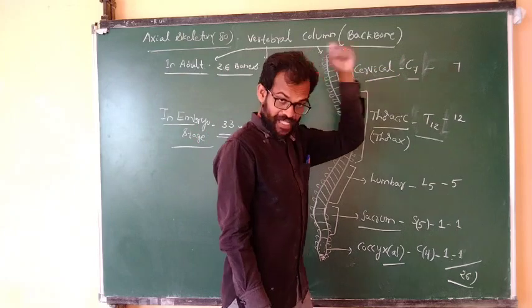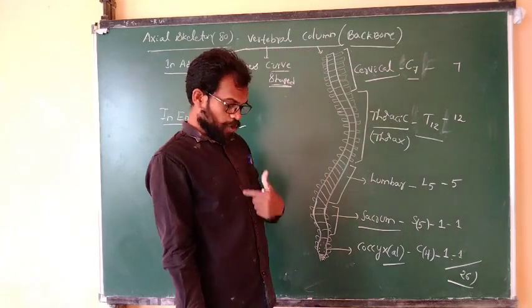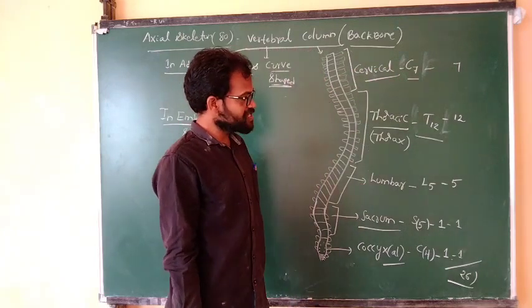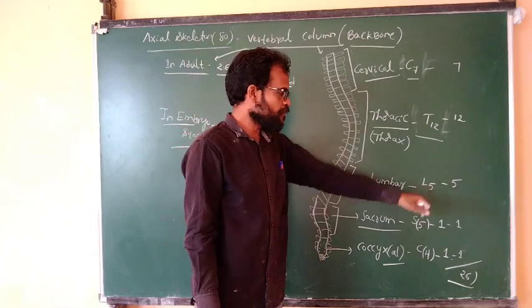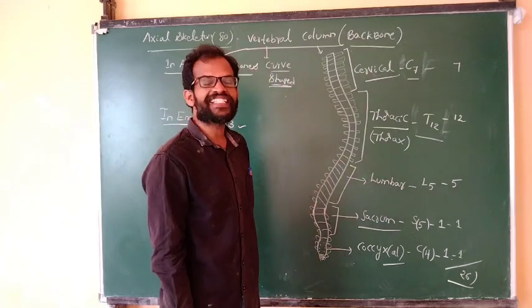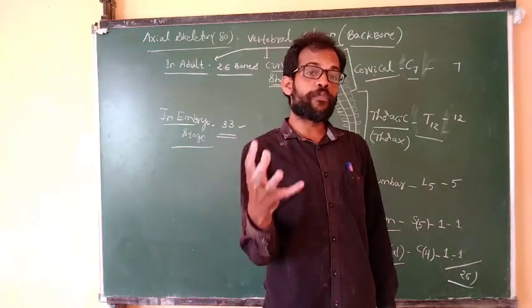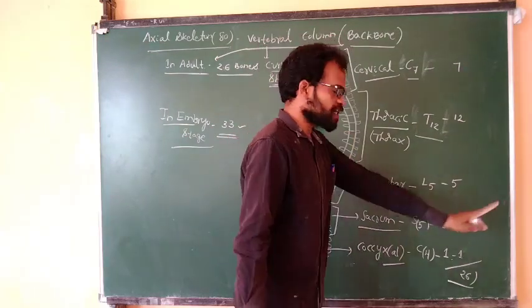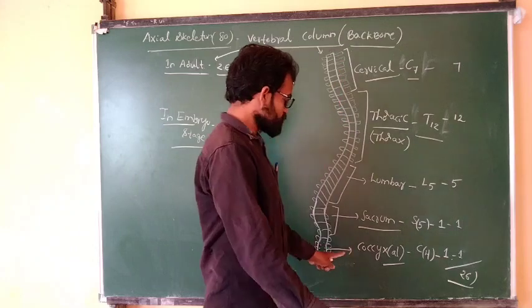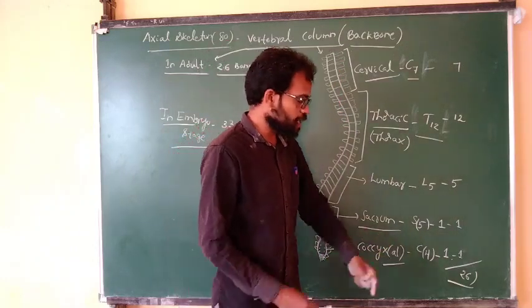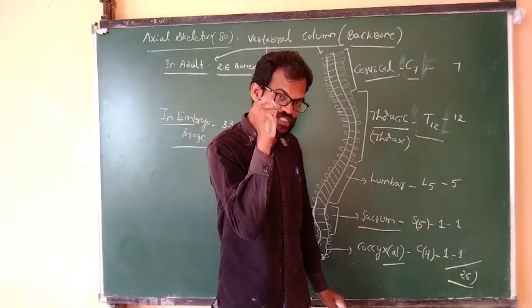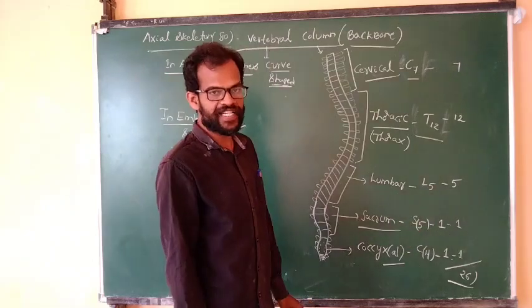Cervical 7, the neck bones. Next one, thoracic area, 12 bones. Lumbar, 5 bones. The sacrum area consists of 5 bones, but these 5 bones are fused, so it is indicated as only a single bone. Next one, coxal bone, 4 bones but fused, so it is indicated as only 1 bone.